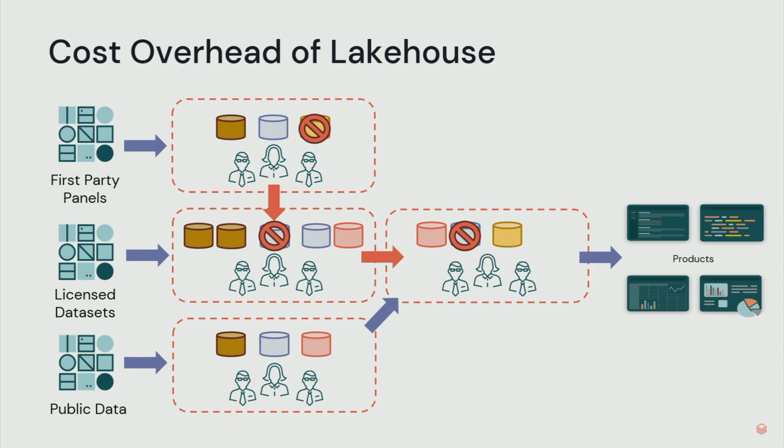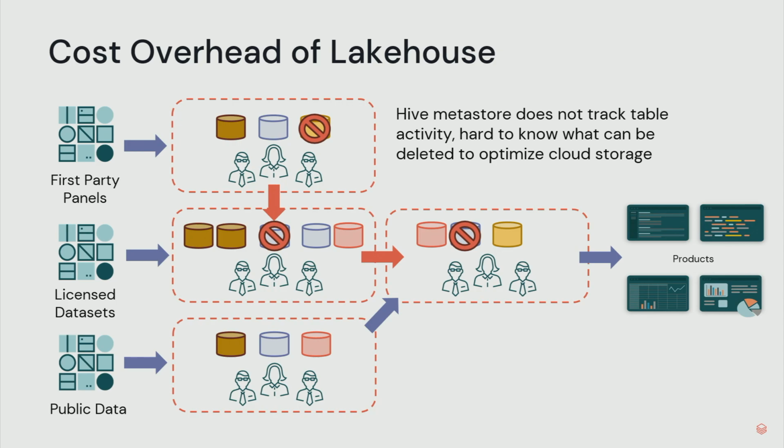Additionally, because these teams were working without clear collaboration and sharing of data, a lot of cost overhead started to accumulate because of those unused or duplicated tables. And so we noticed that our lakehouse was becoming bloated. Hive Metastore, for example, doesn't really give you any opportunities to see table activity on its own. So it's hard to know, even as a platform administrator, where to optimize your cloud storage.